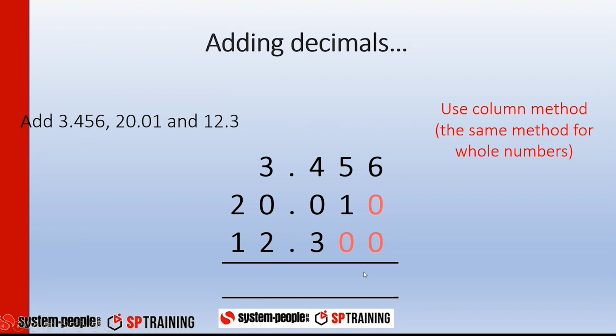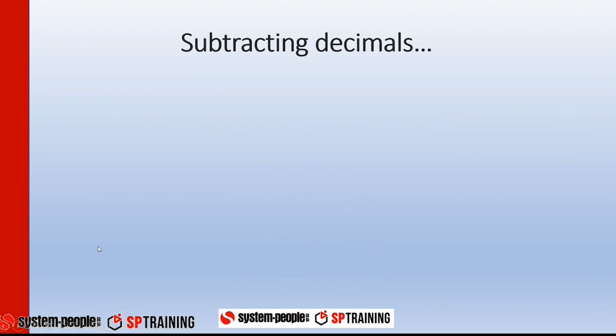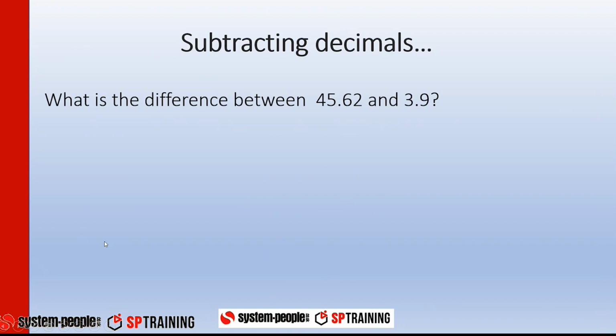6, nothing and nothing would be 6, and 5 and 1, 6, 4 and 3, 7, and make sure my decimal point is in line. That is the most important thing, that your decimal points align. And then I would just add up my units and my tens, so I get 35.766. That is addition.